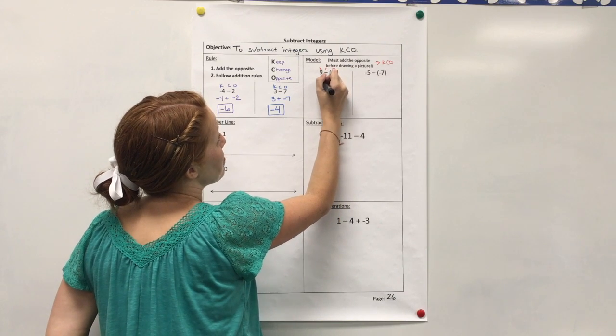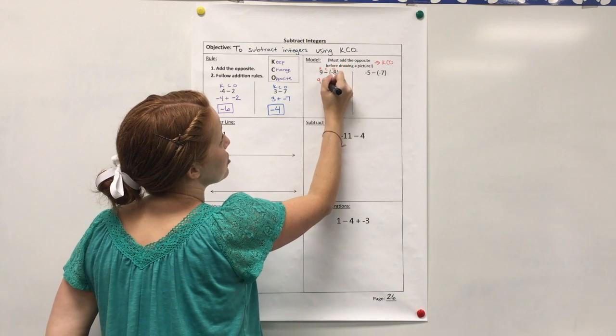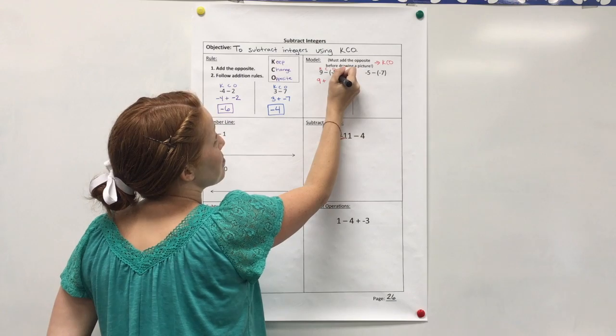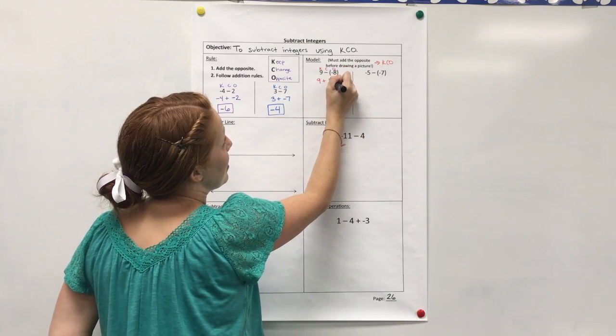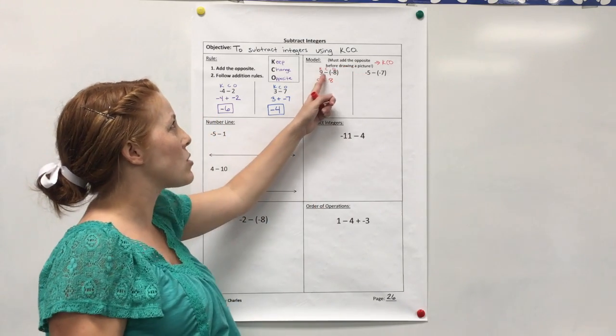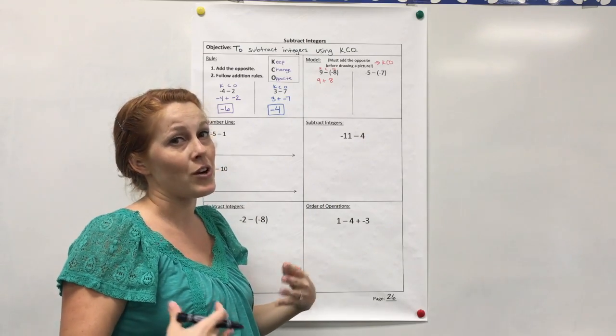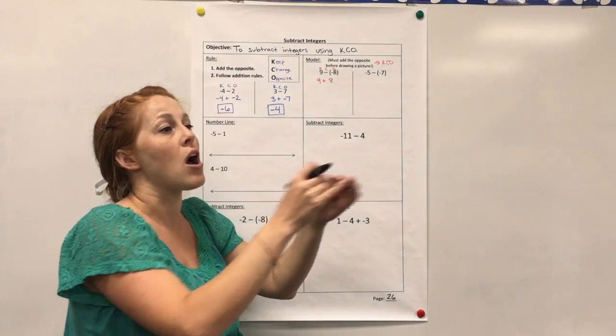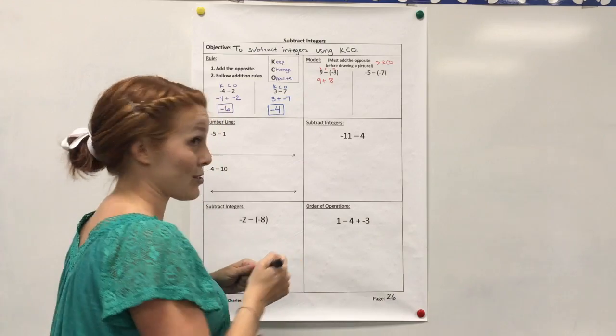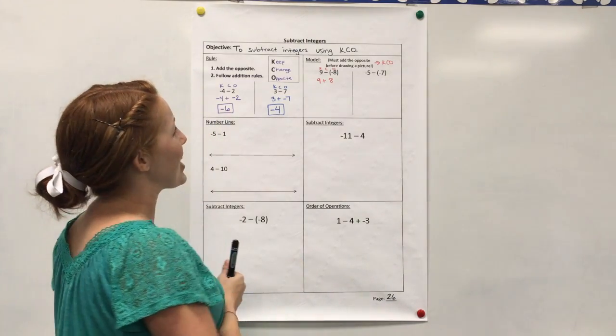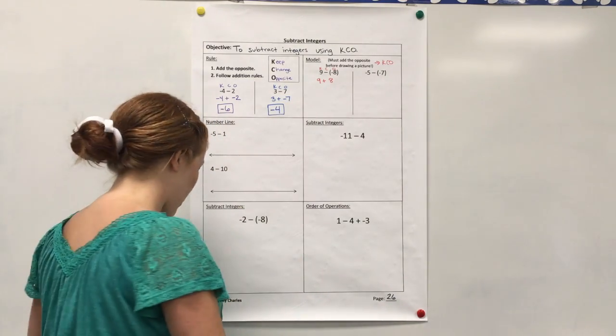KCO, I keep the 9, I change the minus to a plus, and I turn -8 into +8. Again, I'm taking away a negative, so it's like you're adding a positive. I'm saying you no longer owe me that money. So that's a good thing for you. Okay, so now I can draw a picture to go with this.